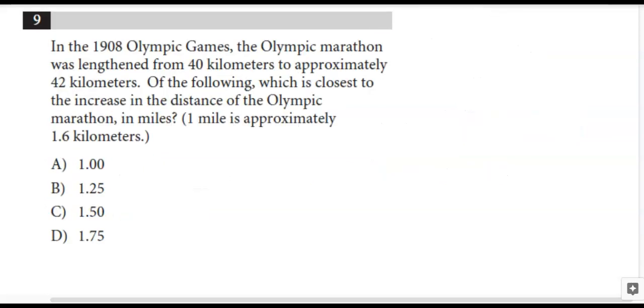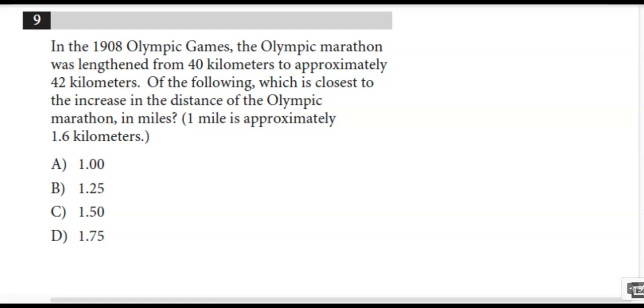Number 9, in the 1908 Olympic Games, the Olympic marathon was lengthened from 40 kilometers to 42. Of the following, which is closest to the increase in the distance of the Olympic marathon in miles? Then they give you a conversion there. So this is kind of a proportion problem. I like to set them up that way.